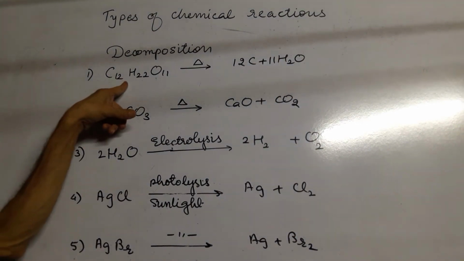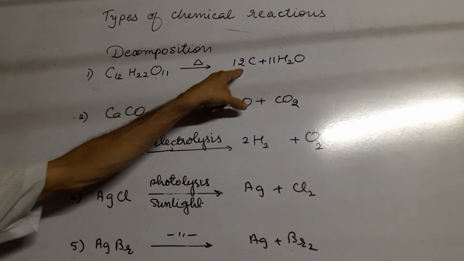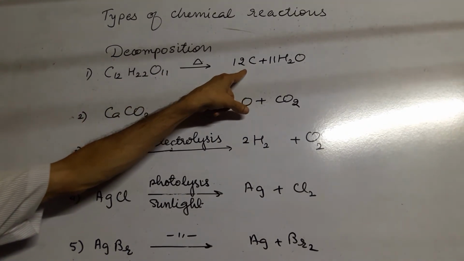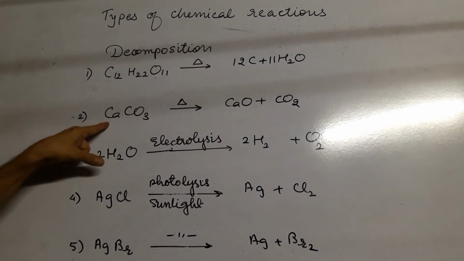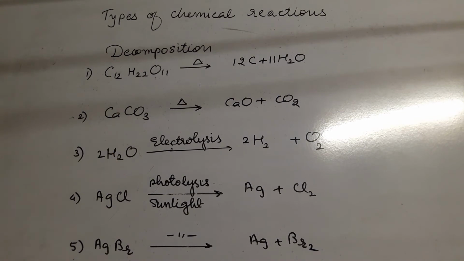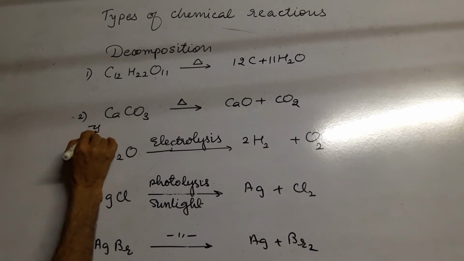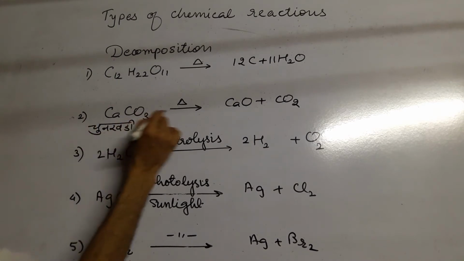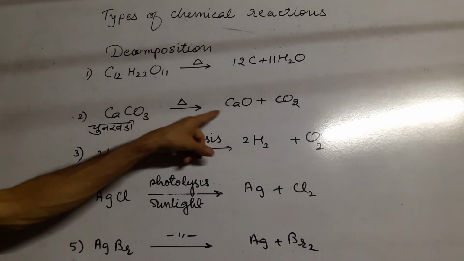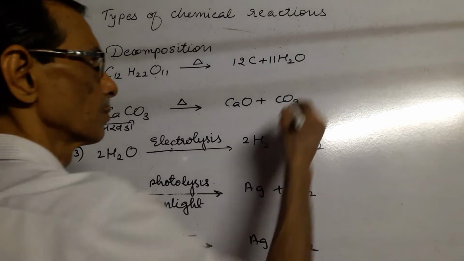So we know that sugar on heating gets charred because carbon is left behind. So this is the thermal reaction, because on giving heat it decomposes. At the same time, calcium carbonate, it is called chunkhadi in Marathi. On heating strongly, you get calcium oxide and carbon dioxide is liberated.